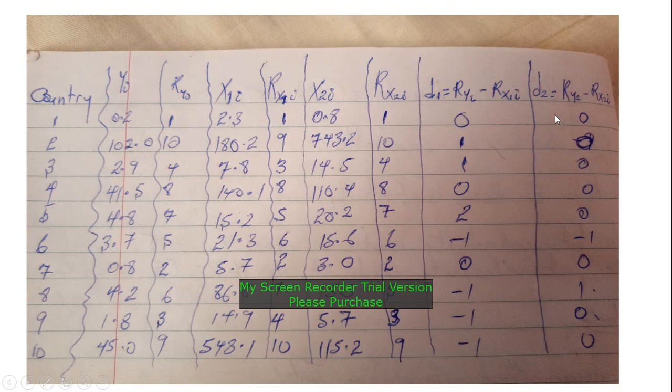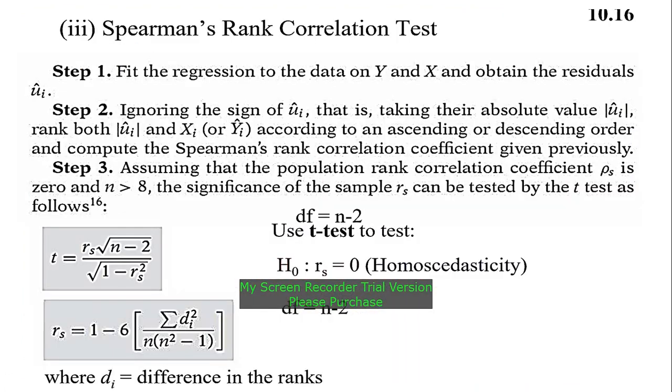We do the same thing for yi and x2i. When I find the difference between the rank of yi and the rank of x2i, I'm going to get D2. So the first one, 1 minus 1 gives me 0, 10 minus 10 gives 0, 4 minus 4 gives 0, 8 minus 8 gives 0, then 7 minus 7 also gives 0, then 5 minus 6 gives negative 1, 2 minus 2 gives 0, 6 minus 5 gives 1, 3 minus 3 is 0, 9 minus 9 is also 0. So that's that, I've performed my ranks. Now we go back to the formula. In order to get our t-test, we have to get our RS.